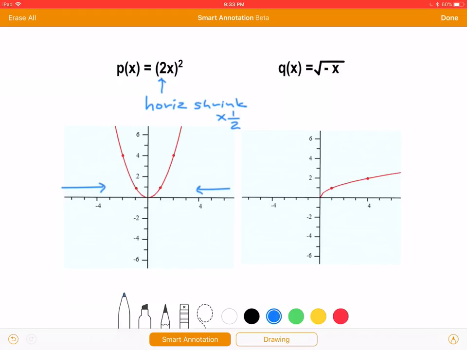So each of these, now we're on x values, right? Each of these x values will be cut in half. This one's out at 2, it will be cut in half. Cut in half, cut in half. The 0 cut in half is still 0.